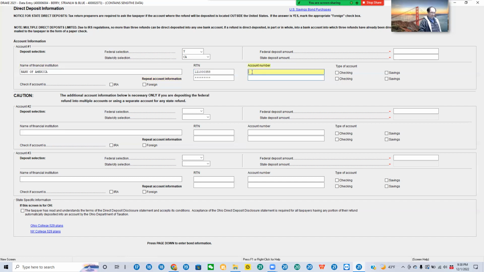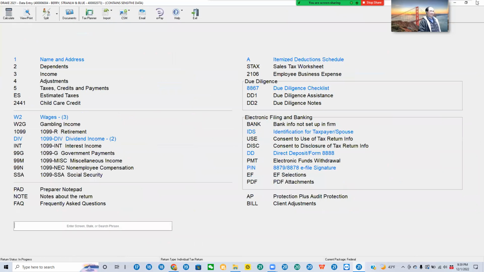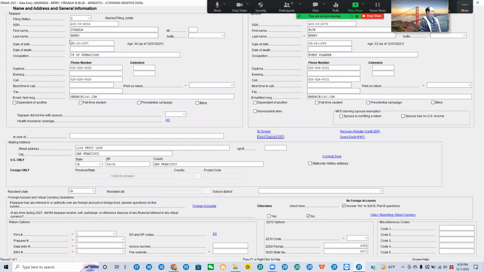Now let's say they have an account 1, 2, 3, 4. However, it's not the real number. You have to check whether it is checking or savings. They can choose either one. Now, that situation, let's see.